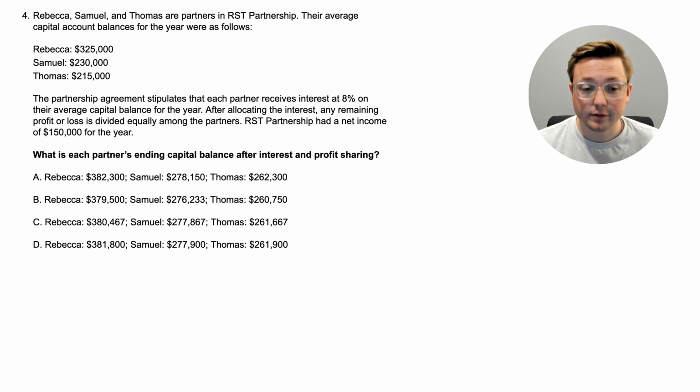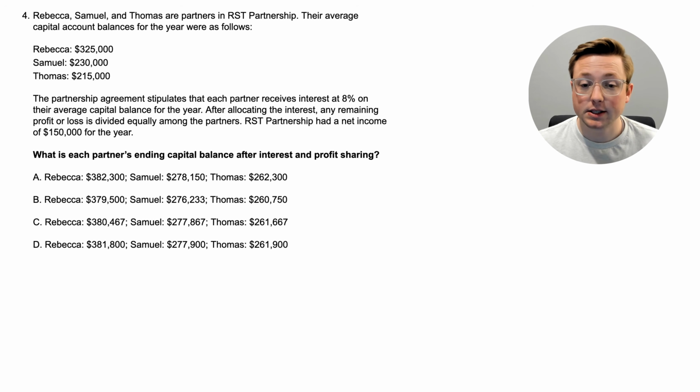All right, here we are at question 4. What is each partner's ending capital balance after interest and profit sharing? Okay, let's go up to the top. Rebecca, Samuel, and Thomas are partners in RST partnership. Their average capital account balances for the year were as follows. Rebecca had $325,000, Samuel had $230,000, and Thomas had $215,000.